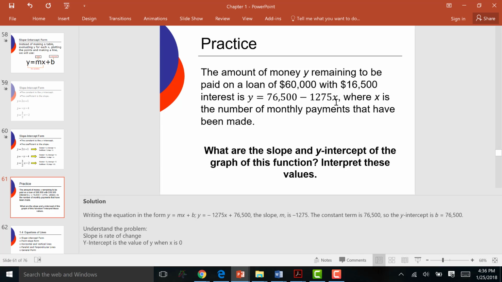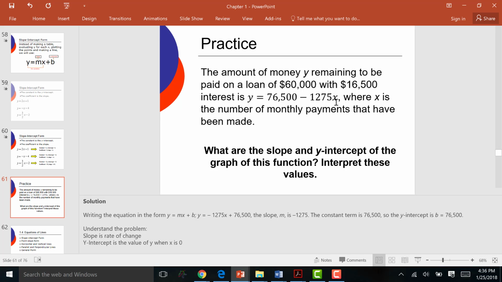Can I write this like this? Yes, you can. Isn't 3 plus 2 the same thing as 2 plus 3? Okay, so here's what I'm saying to you. Can I rewrite that equation like this, showing 76,500, here's my plus, and I got a negative 1275x. Can I write it like that?